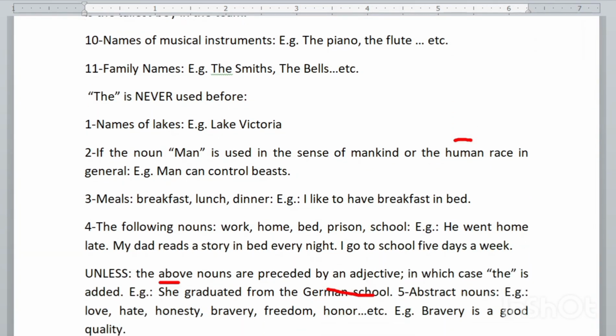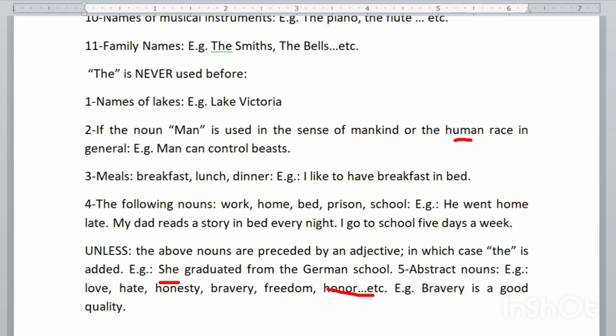Okay, next is that sometimes we can use the above nouns when they are preceded by an adjective. If the above nouns are preceded by an adjective, in this case the is added. For example, she graduated from the German school. German was used before school, that's why we used the here. We use the, otherwise we cannot use it.